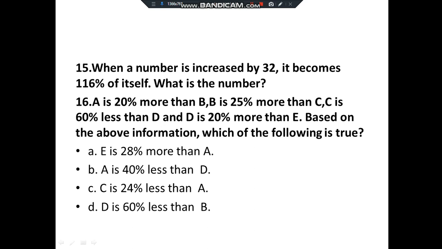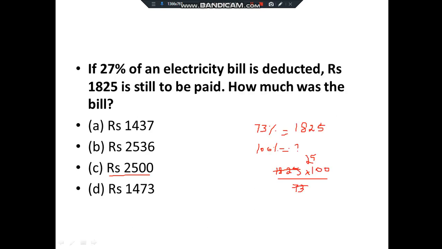Let us see whether we are able to solve it using the concepts that we have learned in the previous sessions, okay? First question here is, if 27% of electricity bill is deducted, rupees 1825 is still to be paid. How much was the bill? So first read the question very carefully. See, electricity bill is given, okay? In that a discount of 27% is done. So after discount the amount to be paid is 1825. So they are asking for the total amount, okay?